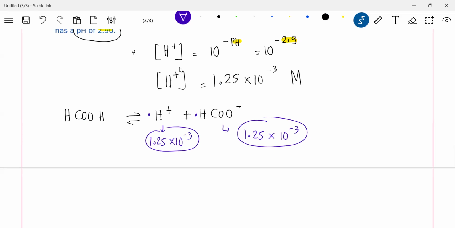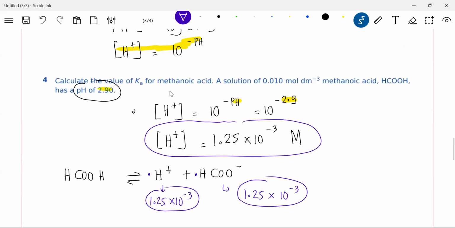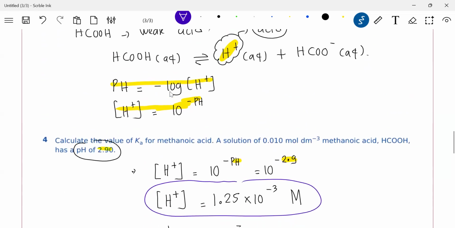Is 1.25 times 10 to the power of negative 3 a constant? Oh, okay, this is from this. We know it from the formula. So I have to memorize it? Yeah, the formula, of course.